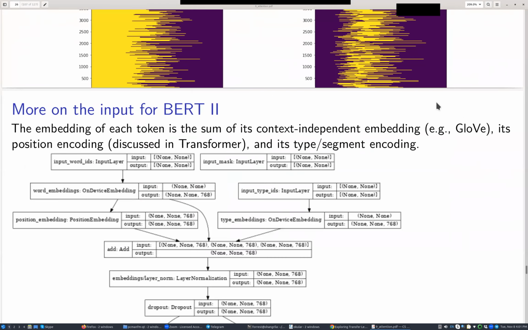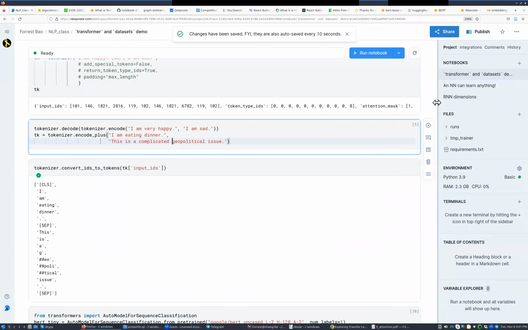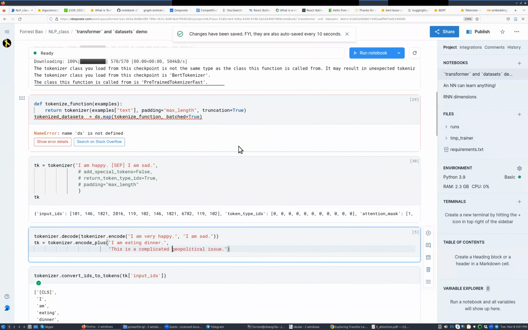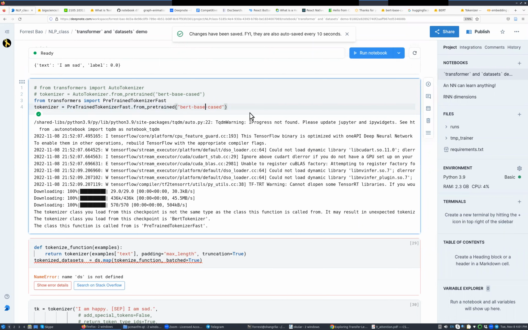All right, so this is BERT's input. Let me go back to the demo about the tokenizers. Here I am using a BERT-base tokenizer, and I assume that this model is a cased model. If you happen to be using the Hugging Face transformers library, the first thing you need to do is import a tokenizer.